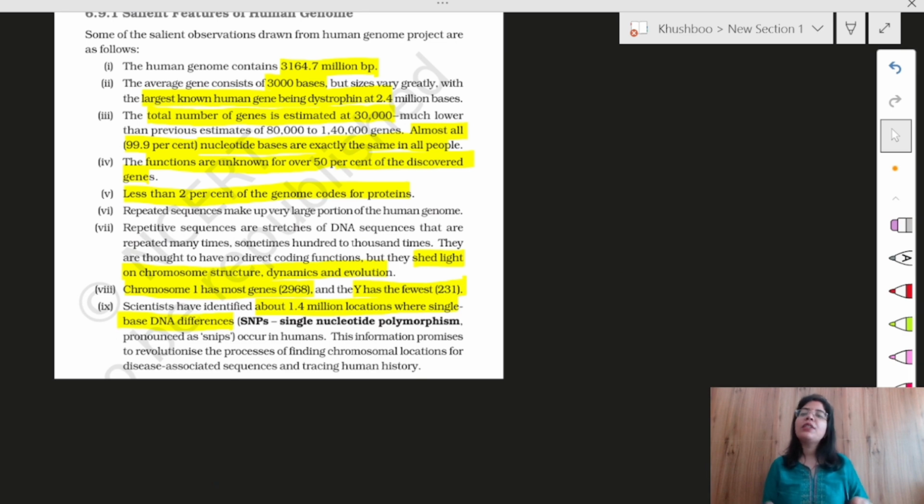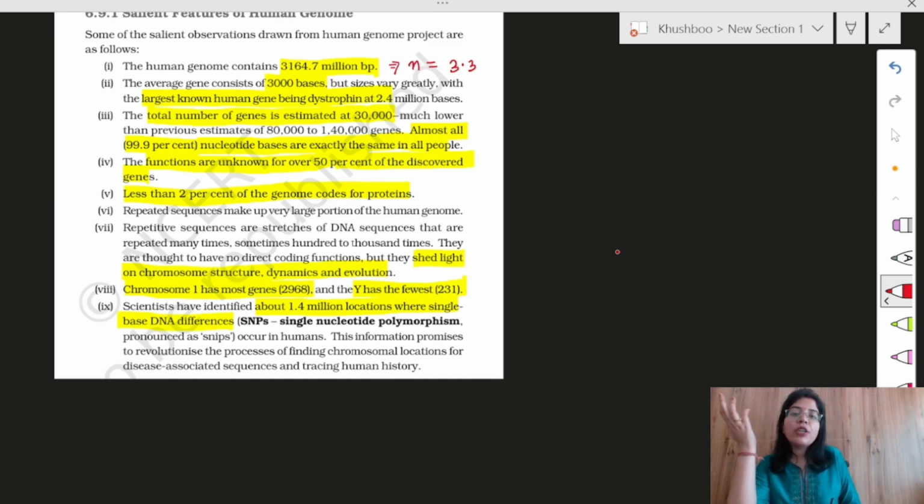You can see that they have mentioned that the human genome has almost 3164.7 million base pairs, right? Which they have mentioned as the haploid content of a human genome is 3.3 x 10^9 base pairs, if you remember. In the beginning of the chapter they have mentioned the average size of a gene is 3000 base pairs. But if you consider the largest gene, that is dystrophin, it has 2.4 million bases, and the smallest gene is not given in NCERT, but its name is testis determining factor, or TDF, whose number of bases doesn't have any relevance for NEET, but yes, the smallest gene is TDF.